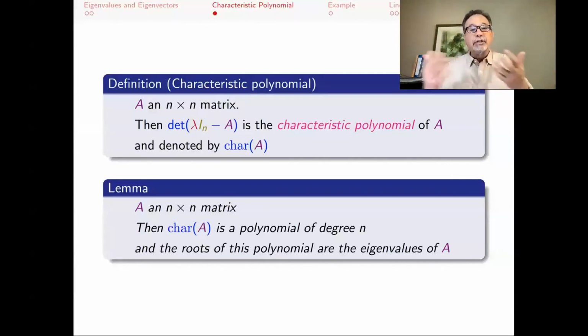But with finding elementary products, you're just multiplying things over. And so you will get constants, and constants times lambda, and lambda squared and lambda cubed, and all the way to lambda to the n. And so you will get a polynomial of degree n. And again, the roots, the values of lambda that make that determinant equal to 0, are the eigenvalues of A.